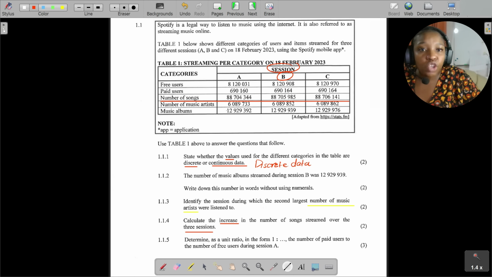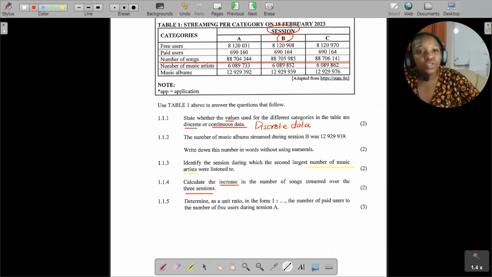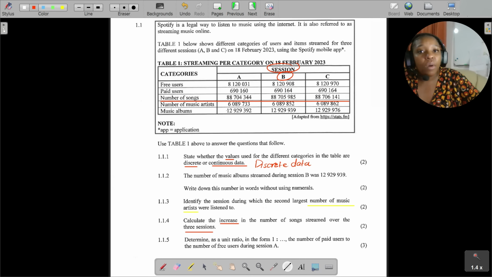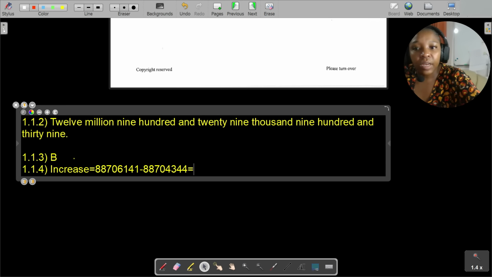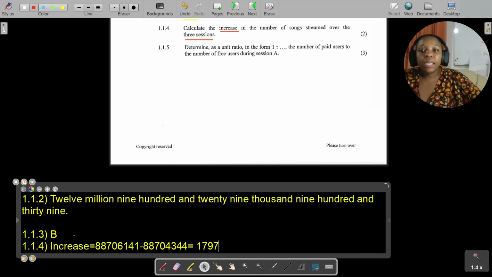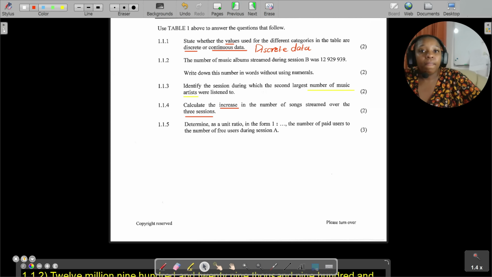Then in this session, they streamed the music for 88,706,141. So for us to determine the increase, we'll just take the bigger value minus the smaller value to then determine what was the increase in the number of songs streamed. Okay, so it's just the bigger value minus the smaller value of 88,704,344 to get what? The increase. Okay, so you'll see that the increase is actually equal to 1797. So that's the increase in the number of songs streamed over the 3 sessions.